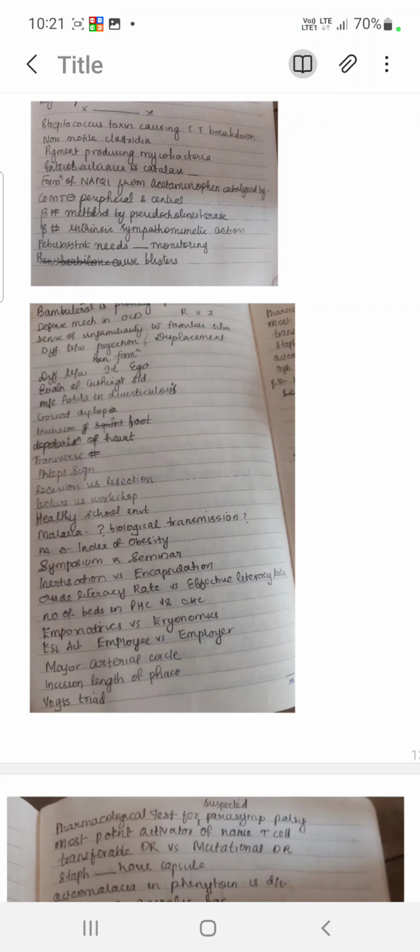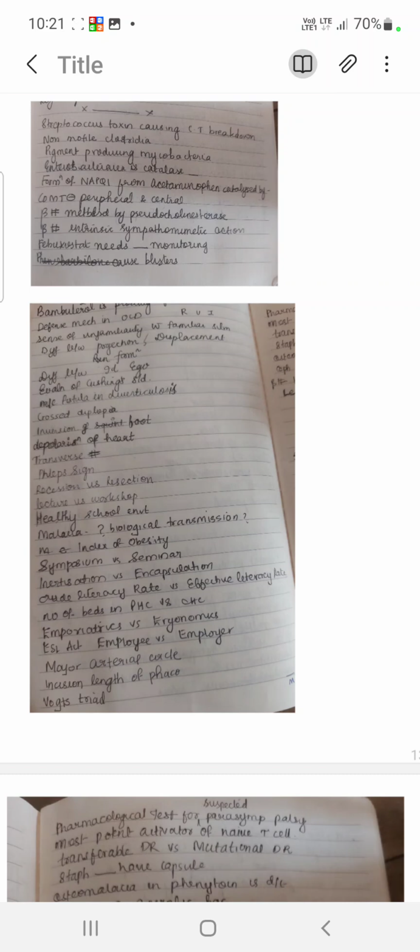Defense mechanism in OCD is RUI. RUI is reaction formation, undoing, isolation of affect. Sense of unfamiliarity with a familiar situation is jamais vu, versus deja vu. Difference between projection, displacement, reaction formation.